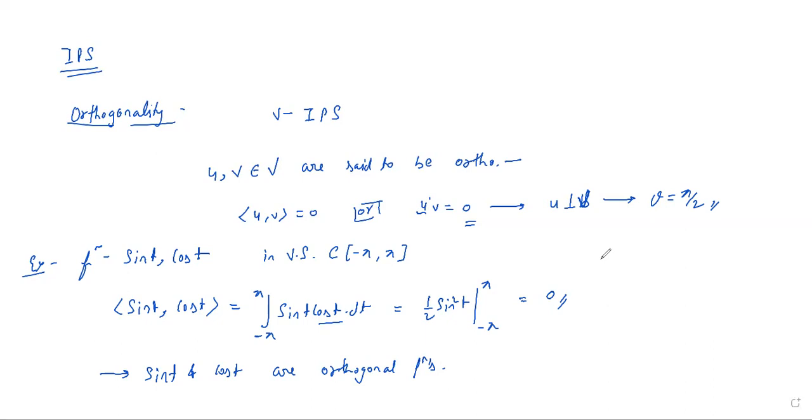Understood? So for taking the inner product of any two vectors or any two functions, any two matrices, whatever you want to find out for, you just have to check whether the inner product is 0 or not. If it's 0, they are orthogonal. If it's not 0, then they are not orthogonal. Simple as that.